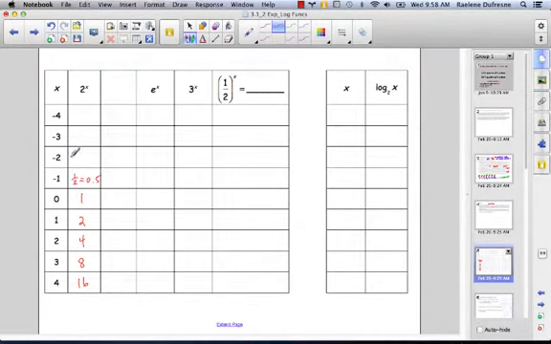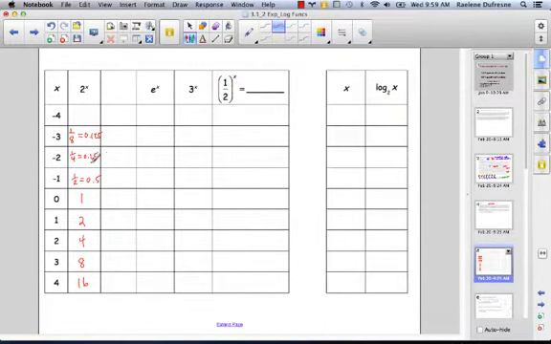2 to the negative 1 is 1/2, which is 0.5. 2 to the negative 2 is 1/4. I think I'll just write it as the fraction and then the decimal in the spot. 1/4, which is 0.25. 2 to the negative 3 is 1 over 2 cubed, or 1 over 8, which is 0.125. I notice in the table as x increases by 1, the y values double. Then if x decreases by 1, the y values become half. So half of 0.25 is 0.125.